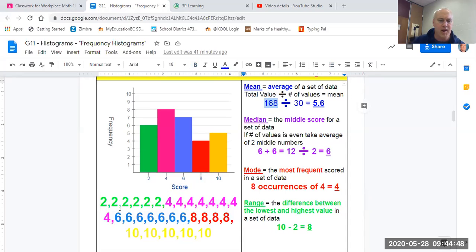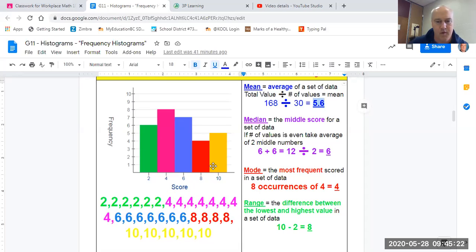We also then have to figure out how many numbers are in this data set. You could count up all these numbers, but basically there are 30 different numbers. There are 6 2s, 8 4s, 7 6s, 4 8s, and 5 10s, which adds up to 30. So we take the total of all of these numbers and divide it by the number of values in that data set, and this gives us the actual mean. The mean of this data is 5.6, which means it falls somewhere between the 4 and the 6 value here.